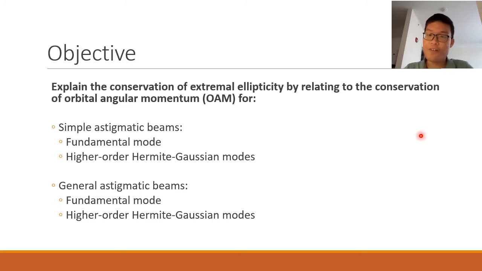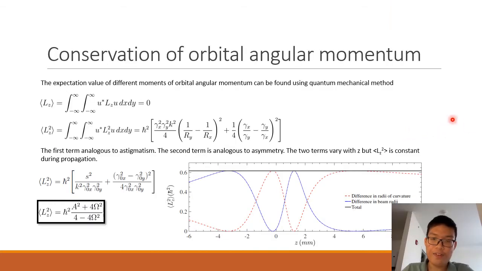So the main objective for our research would be to explain this conservation of extremal ellipticity using the conservation of orbital angular momentum. And we will do it for a diverse class of Gaussian beams, including the simple astigmatic beams in the fundamental and the higher order modes, as well as the general astigmatic beams. So let's begin with the simplest case, the fundamental simple astigmatic beam.